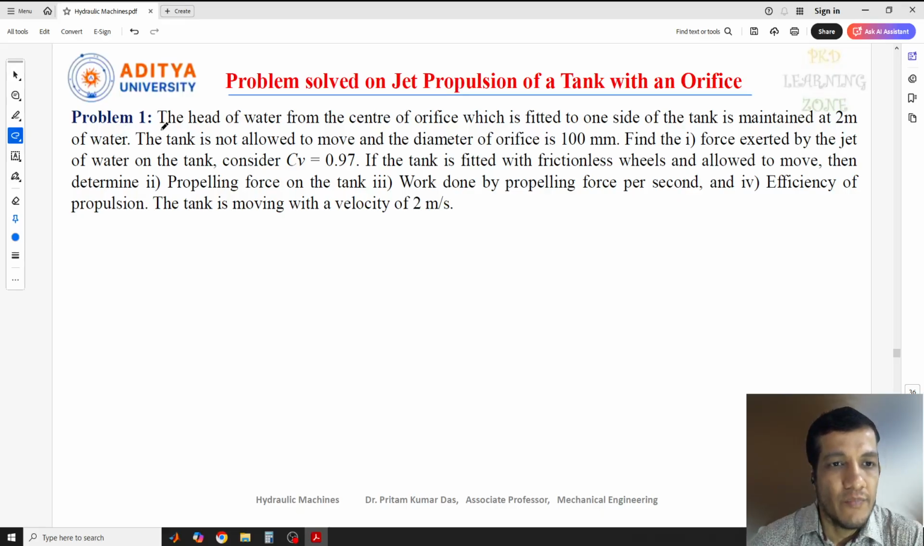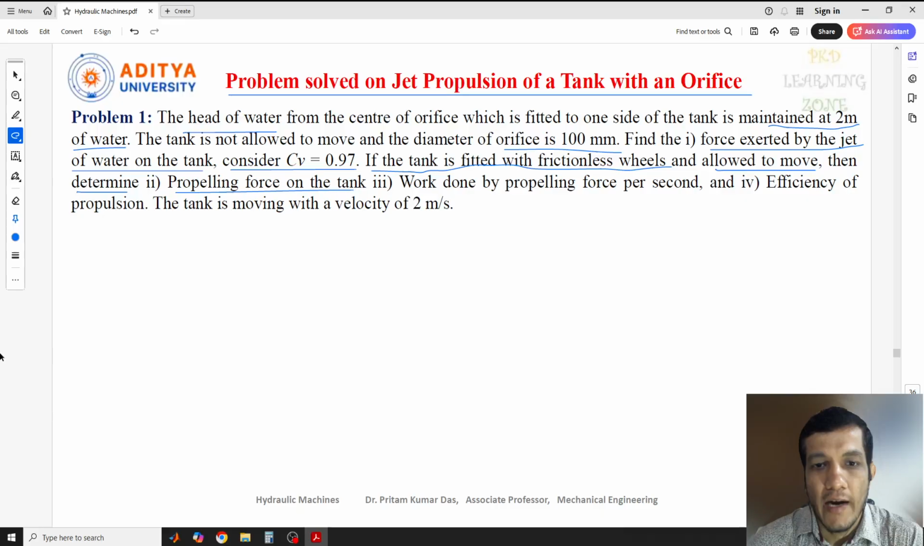The question I have taken here: the head of water from the center of the orifice, which is fitted to one side of the tank, is maintained at 2 meter of water, and the tank is not allowed to move, and the diameter of the orifice is 100 millimeter. Find the force exerted by the jet of water on the tank, and consider CV equal to 0.97. If the tank is fitted with frictionless wheels and allowed to move, then determine the propelling force on the tank, the work done by the propelling force per second, and the efficiency of propulsion. The tank is moving with a velocity of 2 meter per second.